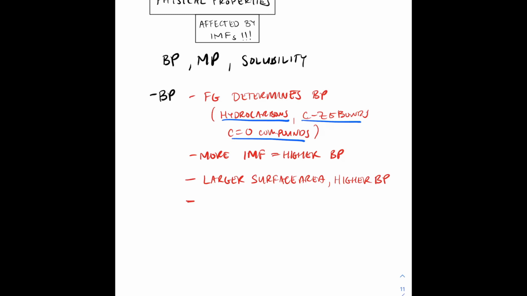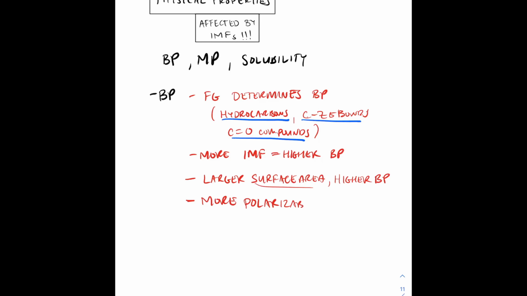Okay, and I do want to make sure that we differentiate between a polarizable atom and a large surface area molecule. I said you can think of it as polarizability, but they are generally two different things. So something that is more polarizable is also something we want to make note of. More polarizable equals higher boiling point. And again, that's because you can have more intermolecular forces.